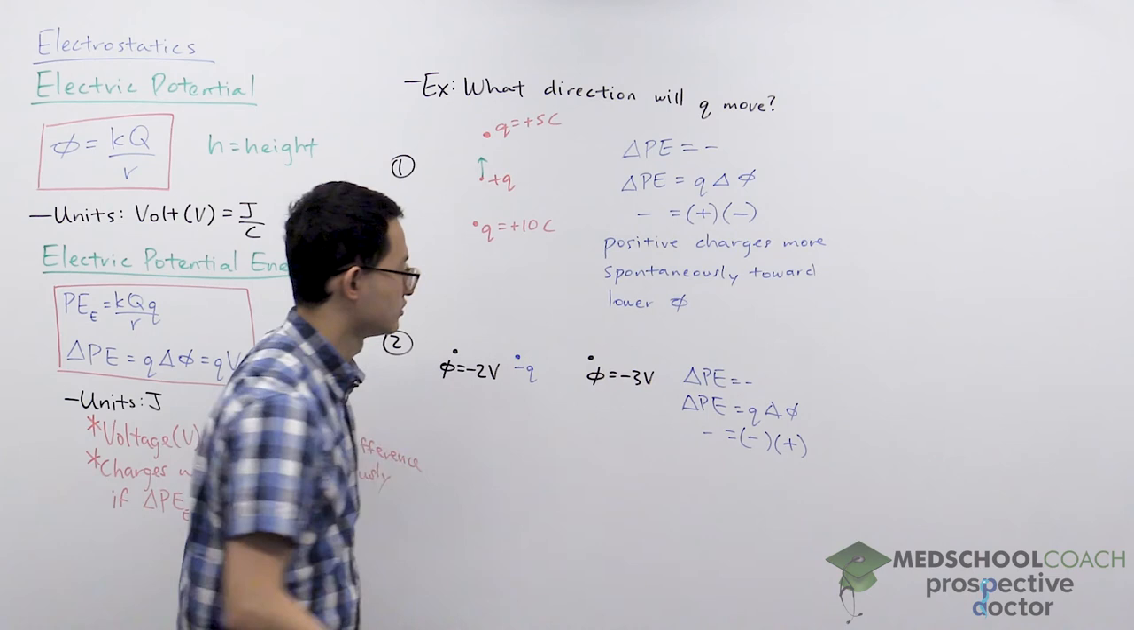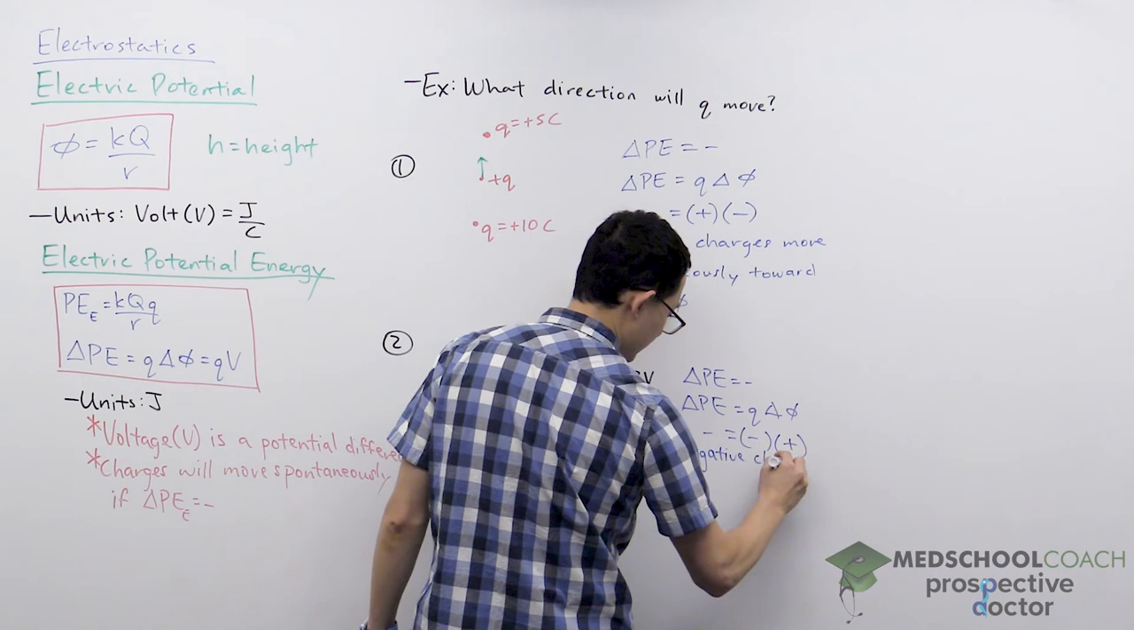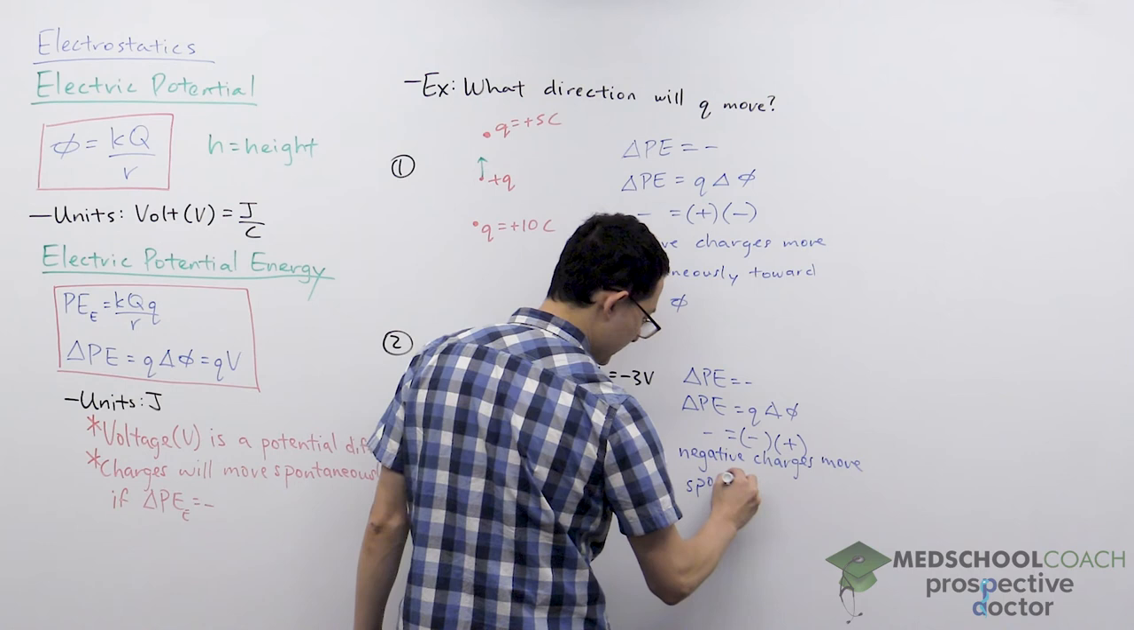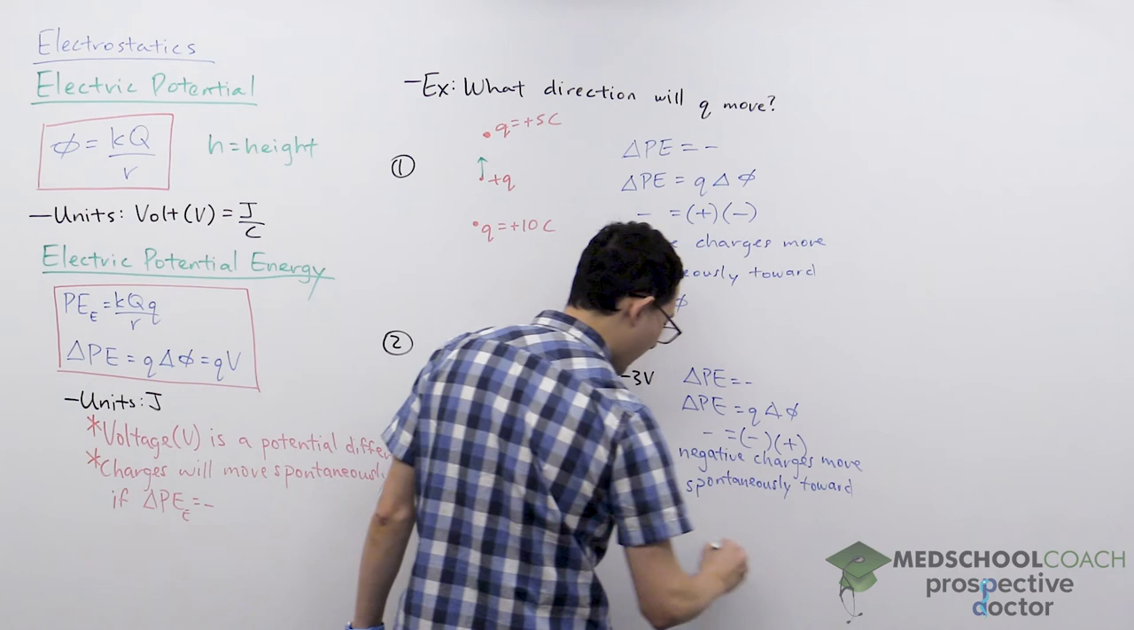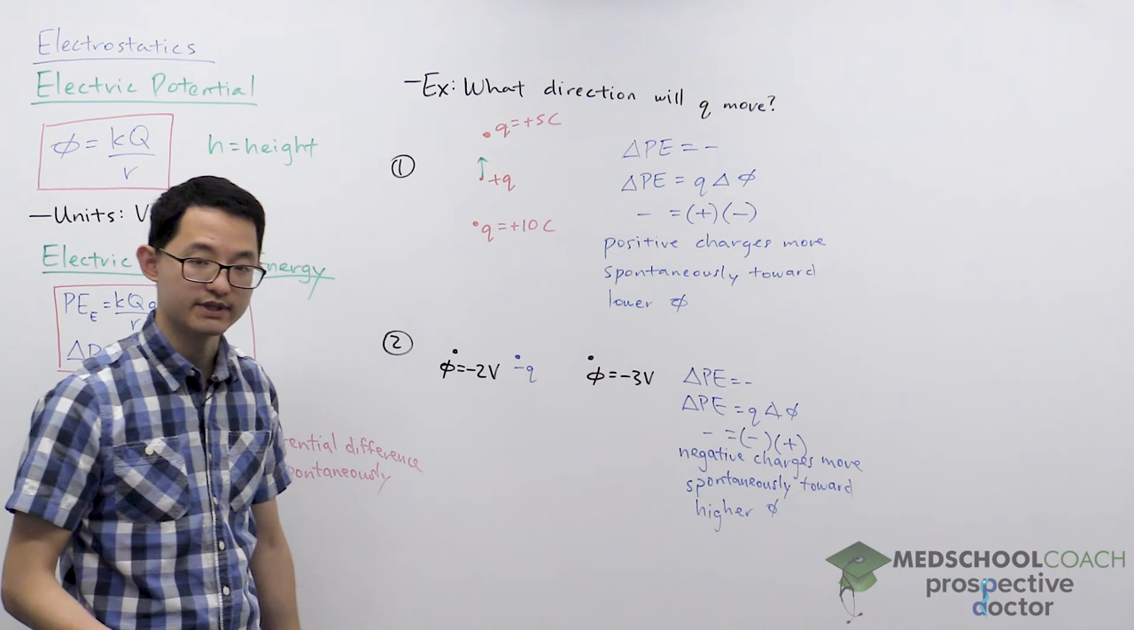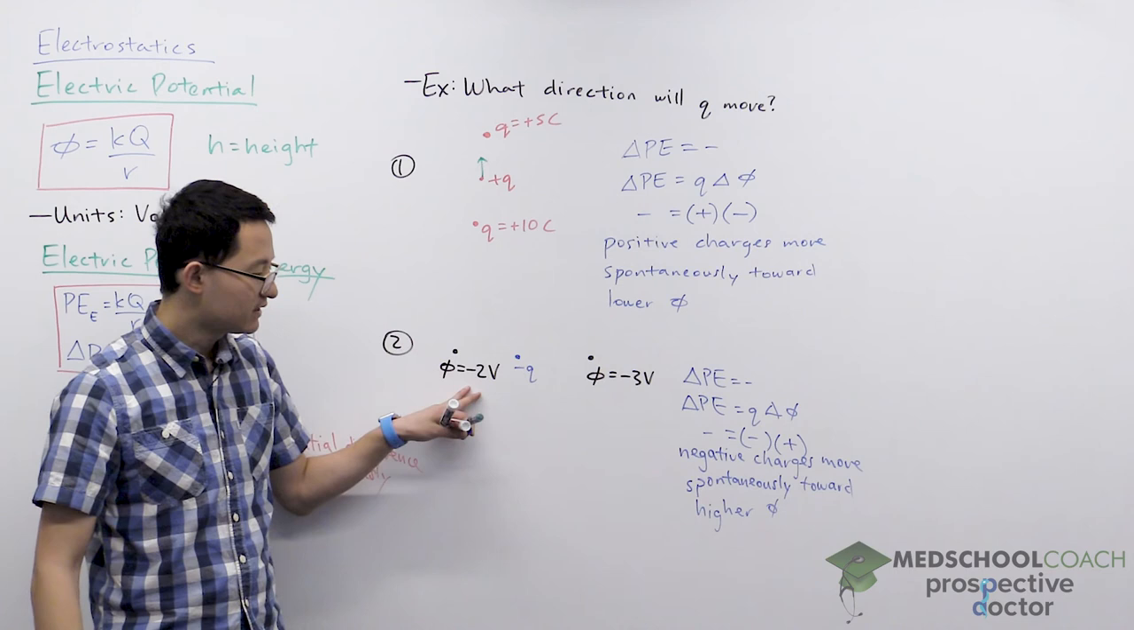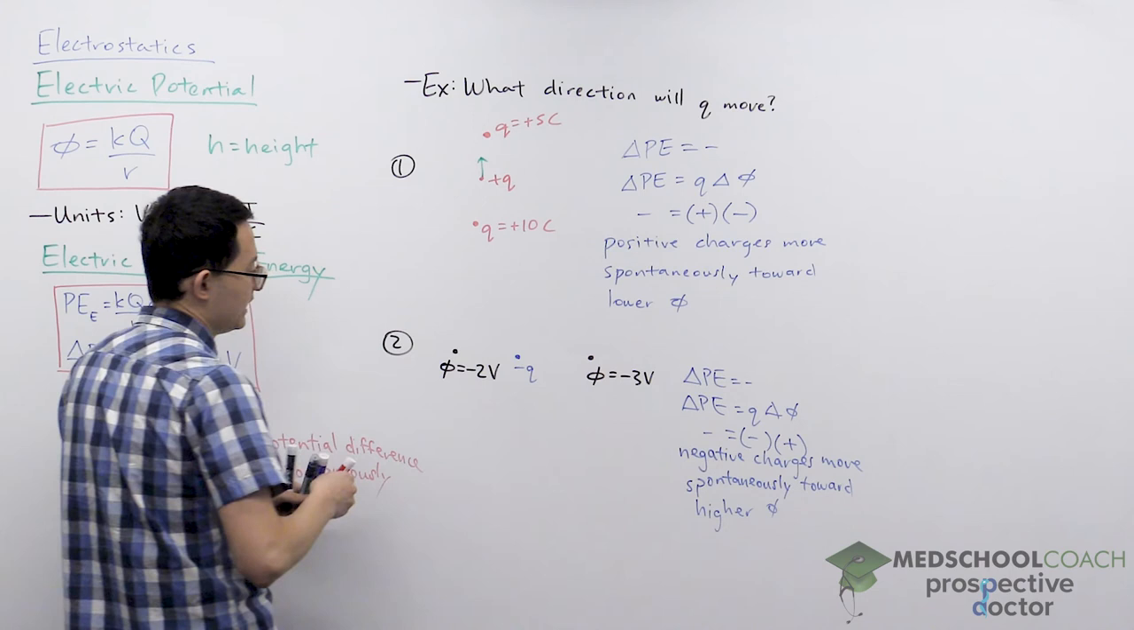So I'll make that note here. Negative charges move spontaneously toward higher potential. Higher potential, of course, means more positive potential. So in this case, between negative 2 volts and negative 3 volts, negative 2 volts is more positive. It's a higher potential. So that's the direction that this charge will move, towards higher potential.